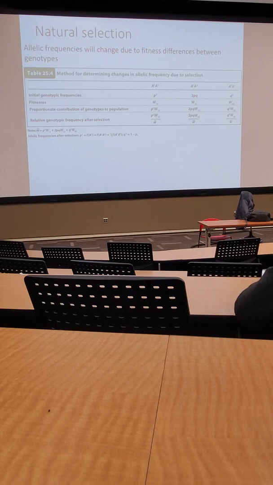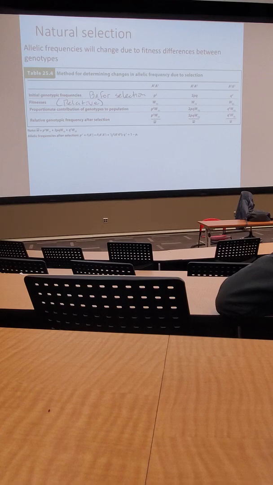I think I have this exact thing on your exam sheet, exam 3. You don't have to memorize it, but you have to think about what's happening, right? So the first row is current frequency before selection. The middle row is fitness. We've now made it relative.